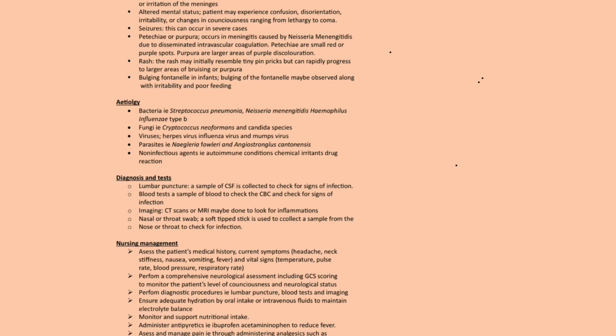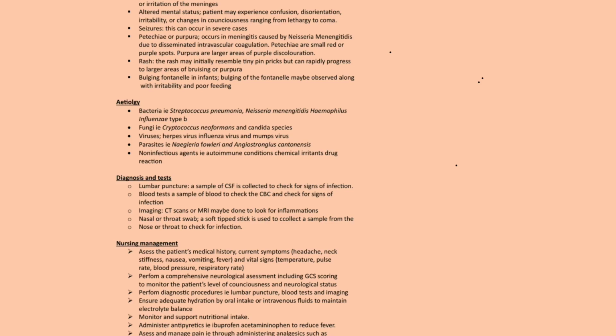Then we have how do we diagnose meningitis? The following tests are performed to diagnose meningitis. We have the lumbar puncture, whereby a sample of cerebrospinal fluid is collected to check for signs of infection. Blood samples may be collected whereby culture and sensitivity can be done, to check for the type of bacteria, and also complete blood count can be done to check for signs of infection.